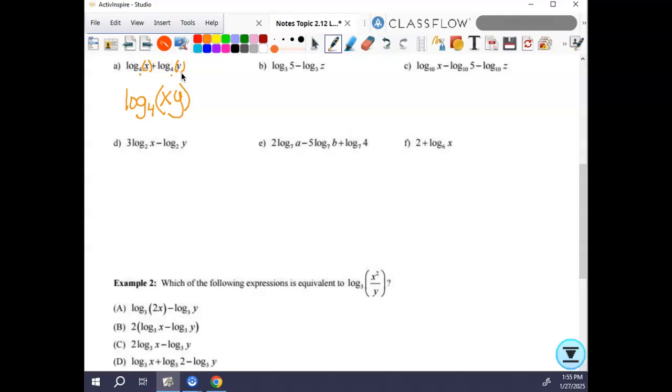All right, so then I've got two logs, same base. So this is going to become log base 3. Now this is subtraction, so I'm going to get a quotient, and it's going to be 5 over z. Any questions about where anything's coming from?